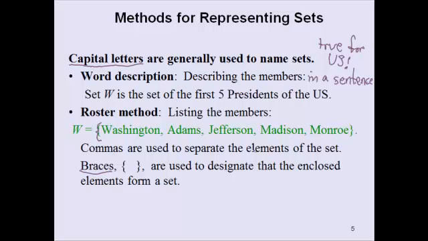Commas are used to separate the elements of the list, each of the individual presidents, and the braces are used to designate that the enclosed elements form a set, all right, as well as the capital letter right here. Okay, so those are two of our three methods for representing a set: word description and roster method.